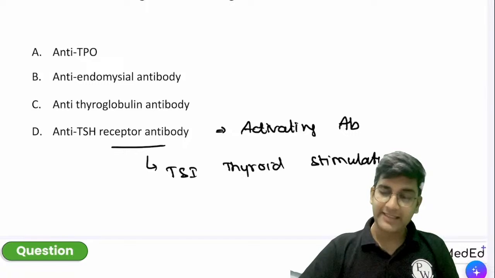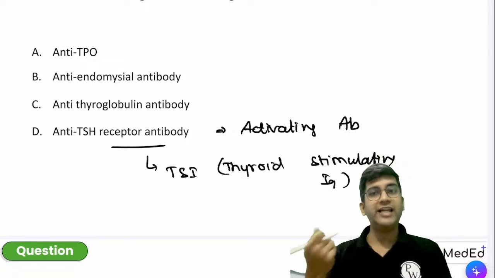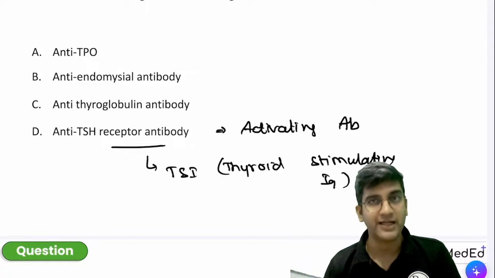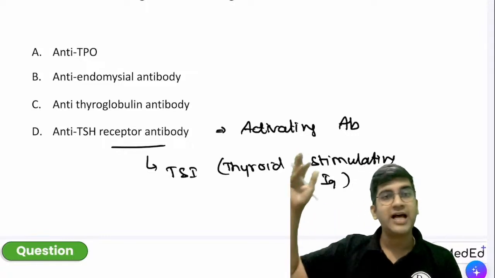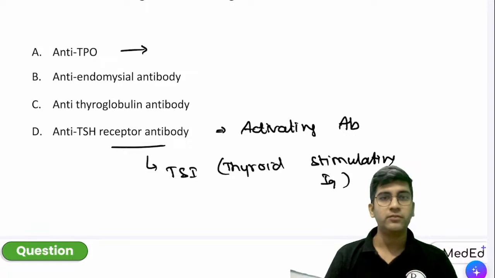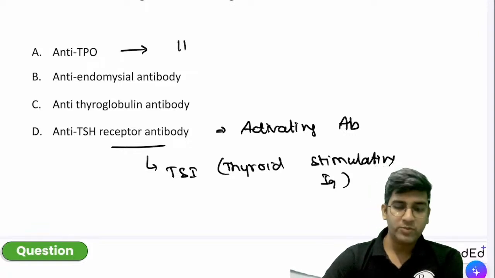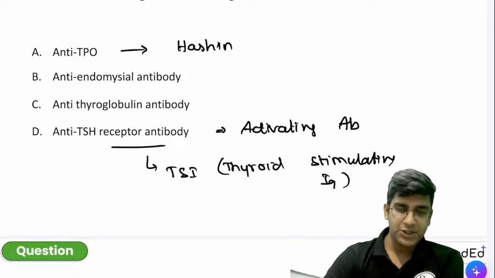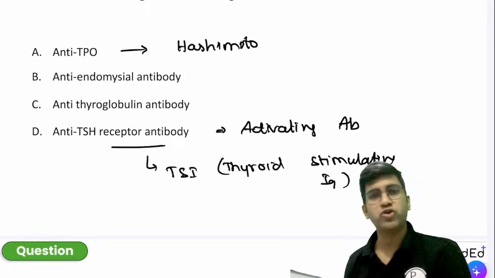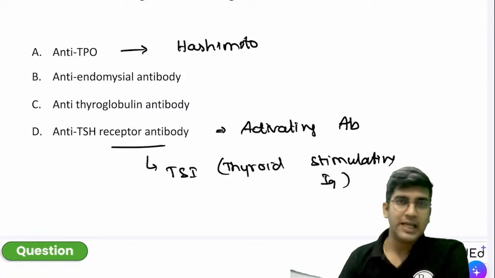They will bind to the receptor and act like a thyroid hormone. It's a stimulating immunoglobulin. It will not destroy the receptor. It will activate the receptor. That's why Graves has hyperthyroidism, right? Anti-TPO, which one? Which disease will have anti-TPO? Anti-TPO will be seen in case of Hashimoto's thyroiditis, right? Thyroglobulin antibodies also to some extent in Hashimoto's, but anti-TPO is more diagnostic of Hashimoto's thyroiditis, right?